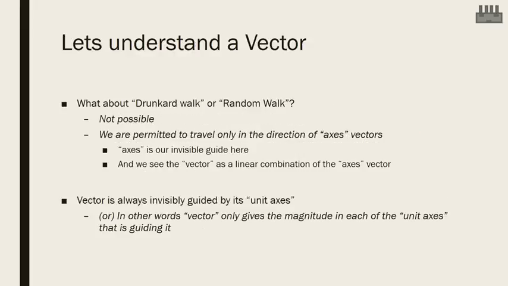So what about the random walk? Can I start from a location and just randomly go all over the place? So you could, provided you have so many axes, but generally the best way to understand a vector is with respect to the axis. So you move in terms of your axis to reach the vector. That is how you like to see it.